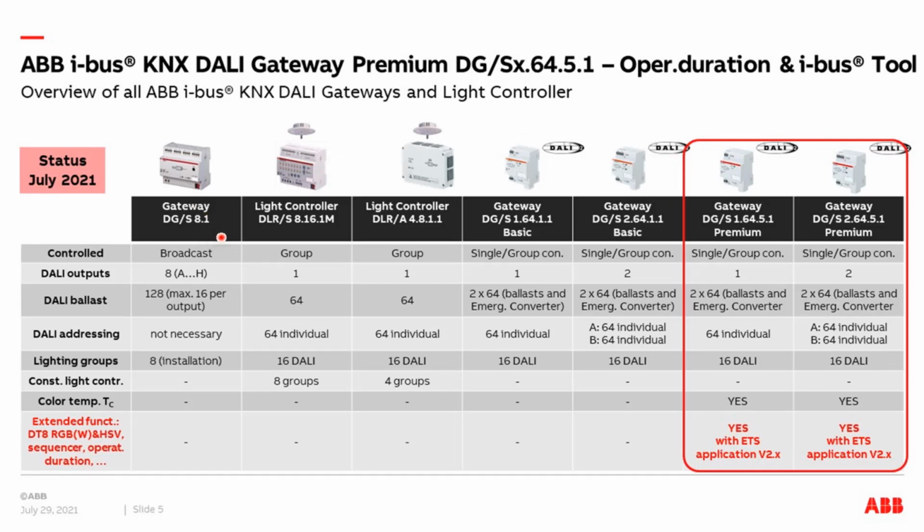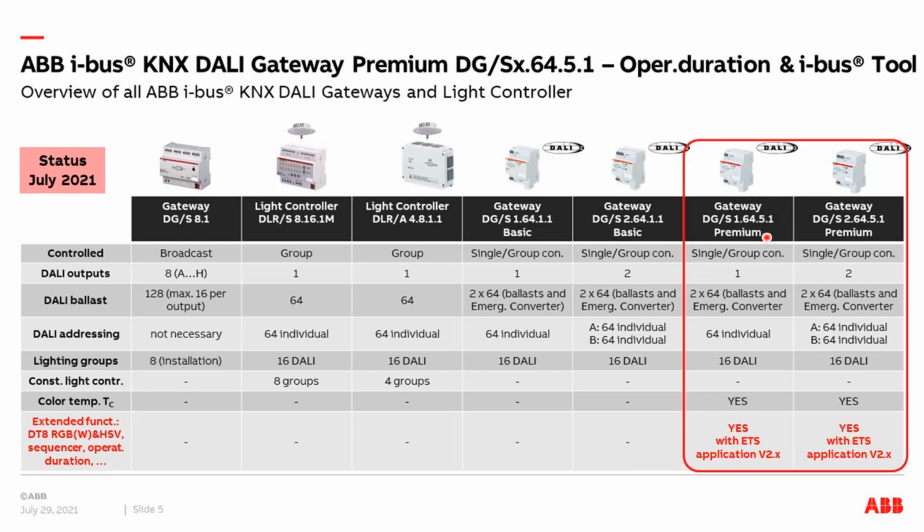On the left side you can see the DALI gateway DGS81, a broadcast device, then the two DALI light controllers, DLRS and DLIA, as a DIN-rail component and surface mounted devices. Then we come to our two DALI gateway basics, DGS1.64.1.1 and DGS2.64.1.1. The difference here is only the number of outputs: one output and two outputs. Both DALI gateways can control single signals or also groups and emergency converters according to device type 1.